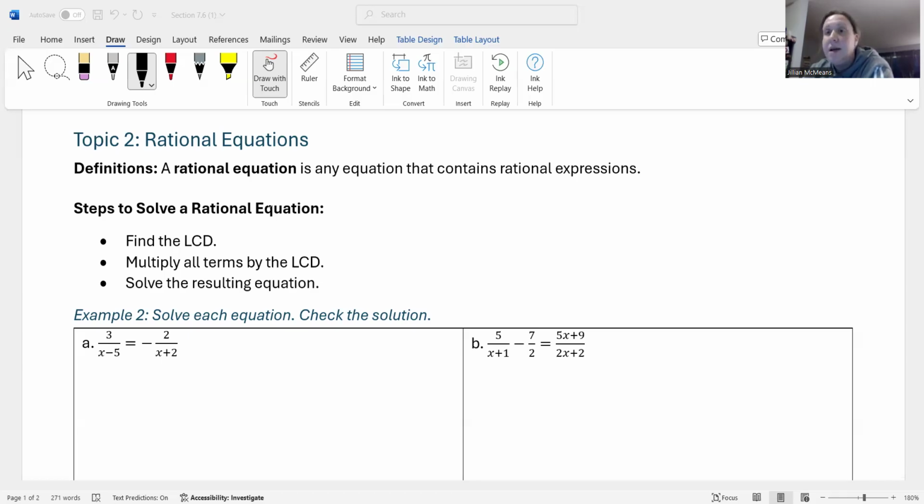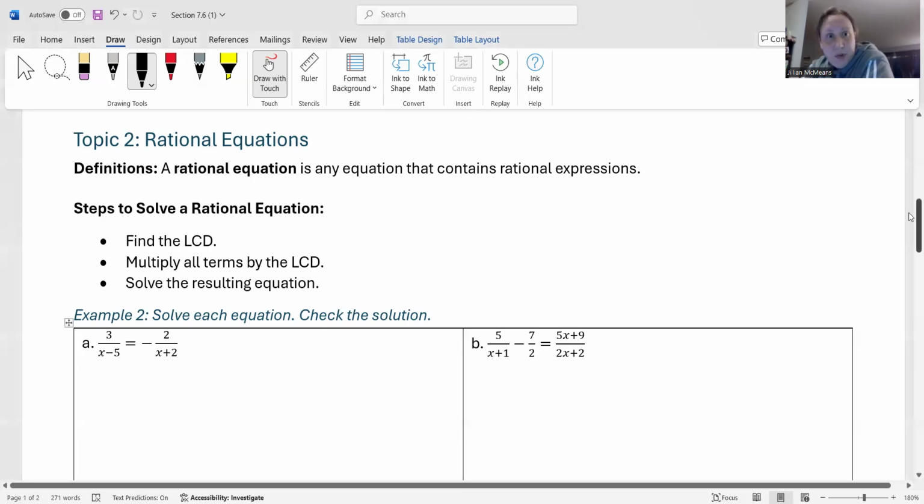Now, luckily for us, the steps to solve a rational equation are identical to the steps for clearing fractions from a linear equation. You need to find the LCD, multiply all of your terms by the LCD, and then solve the resulting equation. In this case, there is a pre-step. Before this technical step one, you may have to factor your denominators, because in order to find an LCD, the denominators need to be factored. Then you find your LCD, multiply everything by the LCD, and just solve. The resulting equation could be a linear equation, or potentially a quadratic equation. So be on the lookout for both of those.